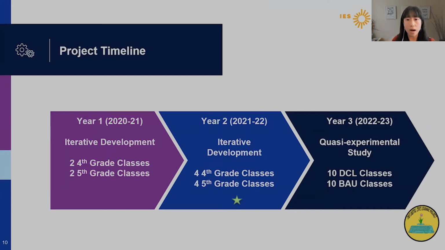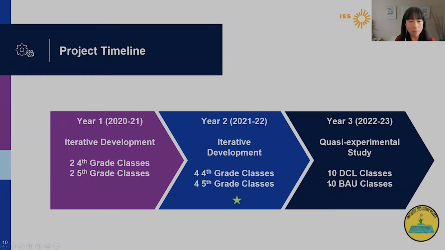Just want to briefly talk about where we are right now. This is a 4-year project, and in year 1 and year 2, which is 2020, 21, and then 22 this year, we are scheduled to do iterative development of our units. In the first year, we worked with 4 teachers in 5th and 4th grade classrooms. And this year, we are working with 8 teachers in both grade levels. Next year is a very exciting year for us.